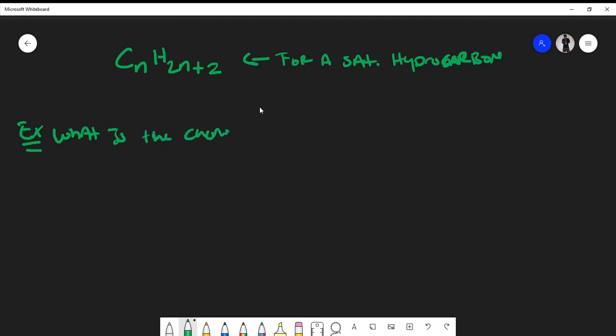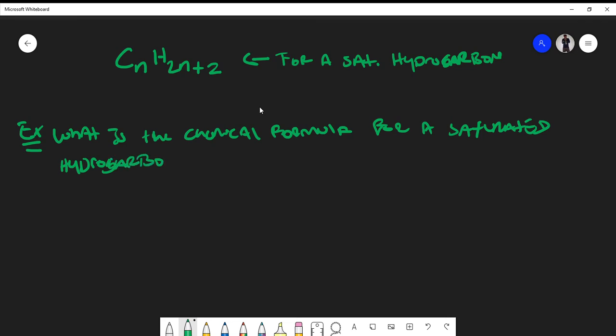What is the chemical formula for a saturated hydrocarbon with four carbon atoms? How do we come up with the chemical formula?